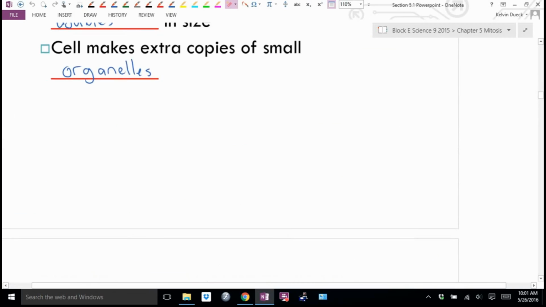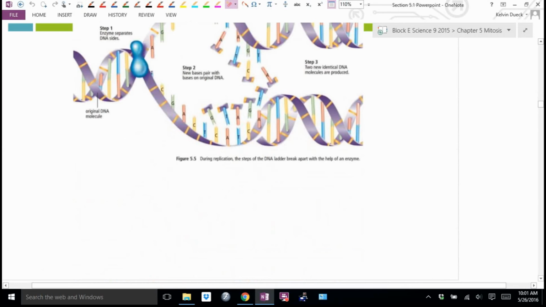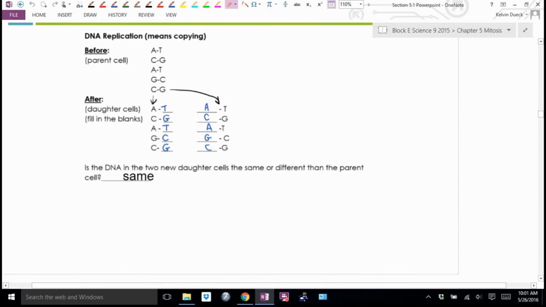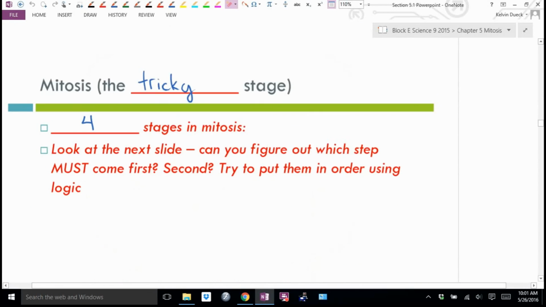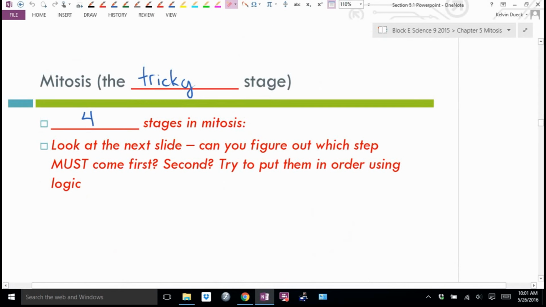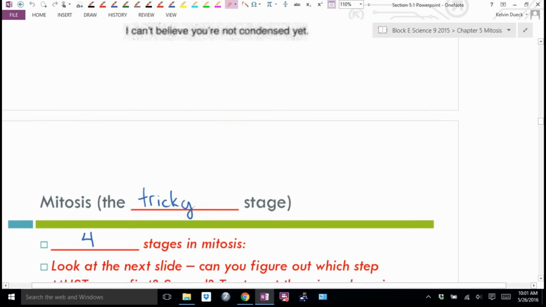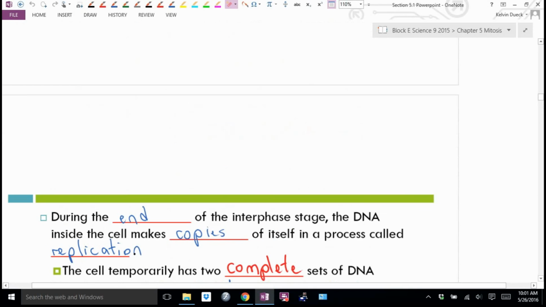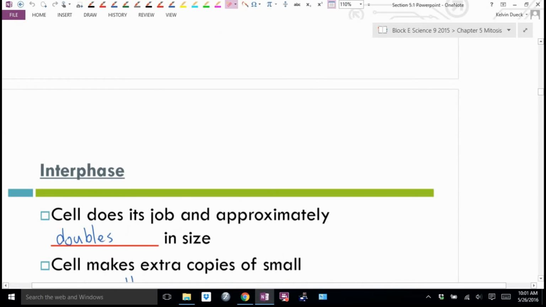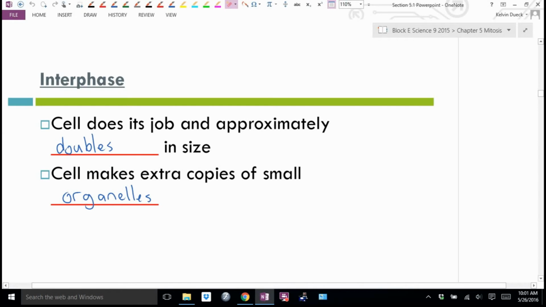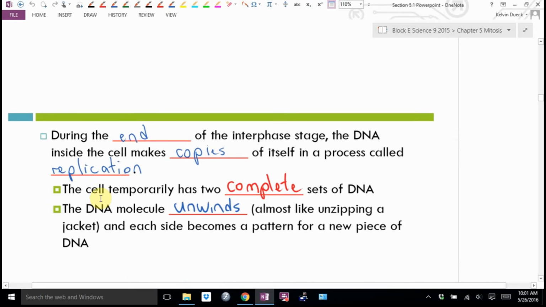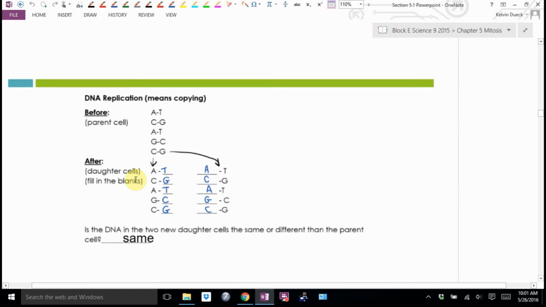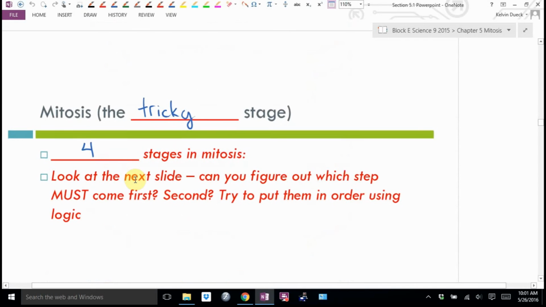So we said interphase, in fact I think I have it, right, oh, no, not yet. Mitosis, the tricky stage. Interphase, 3 things going on. We said for interphase, 3 main things go on. It grows, the cell does its job. You can also say it makes extra copies of organelles, but really the other big one is it duplicates the DNA. We left off looking at mitosis.